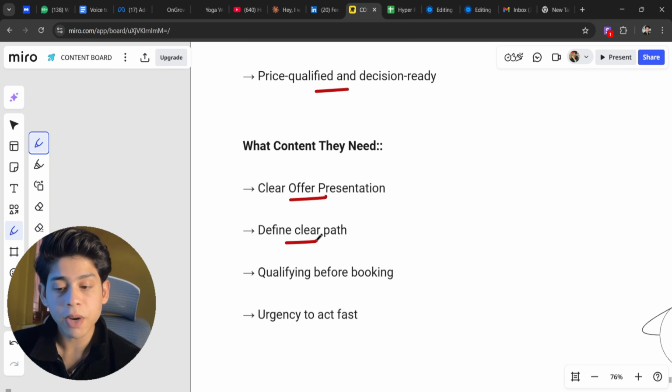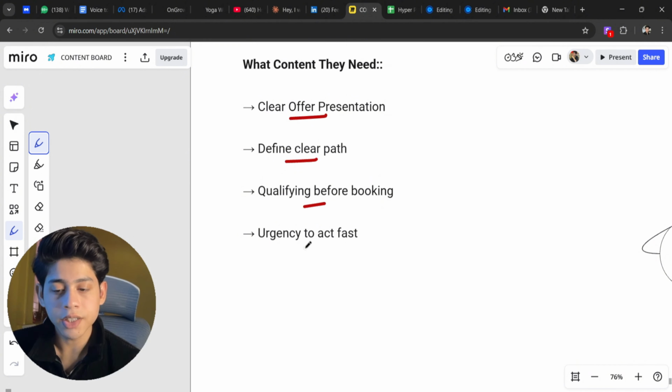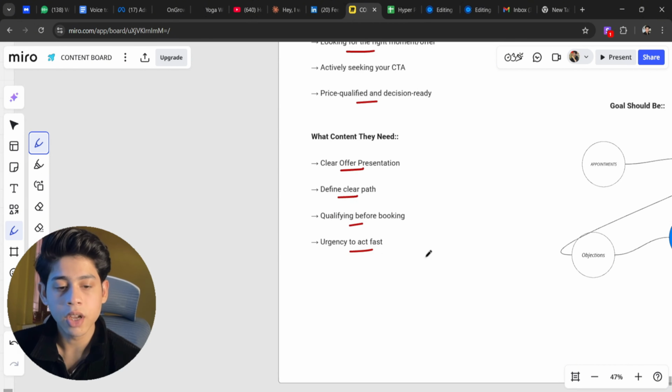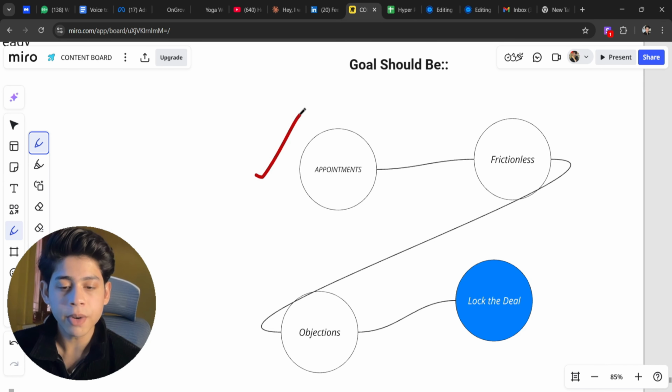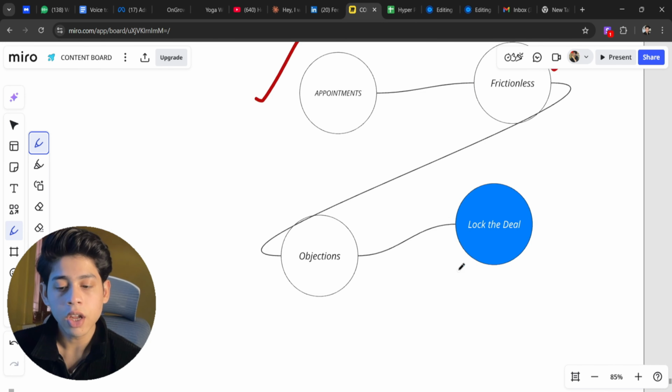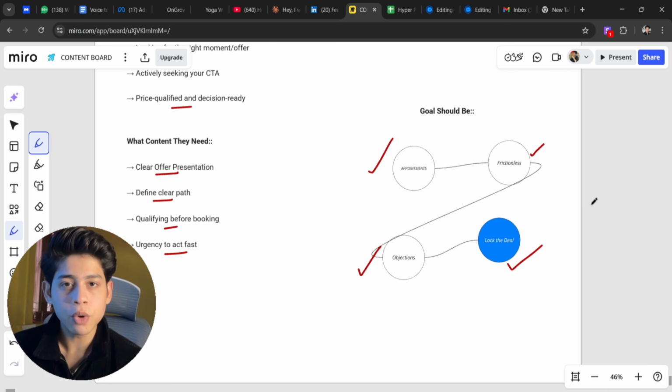You need to define a clear path for them, qualify them before booking, and create urgency so that they can act fast, right? So your goal for this hot audience is to book appointments, make it frictionless, handle the objections, and finally lock the deal. Now I have explained to you all three stages of the audience in our funnel, right?